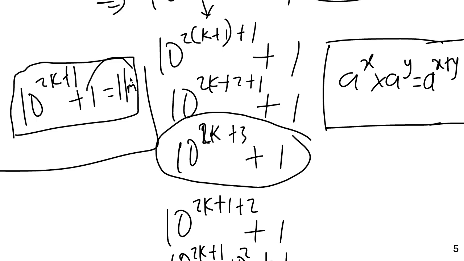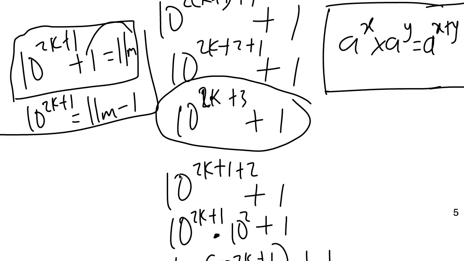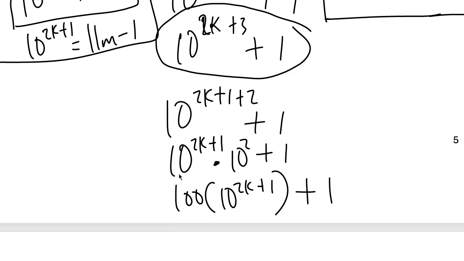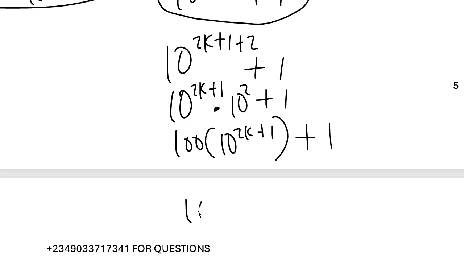This plus 1 can now cross over. Are you following? So now 10 to the power 2k plus 1 is equal to 11m minus 1. Are you getting it? So anywhere you now see 10 to the power 2k plus 1, you now replace it with what? 11m minus 1.